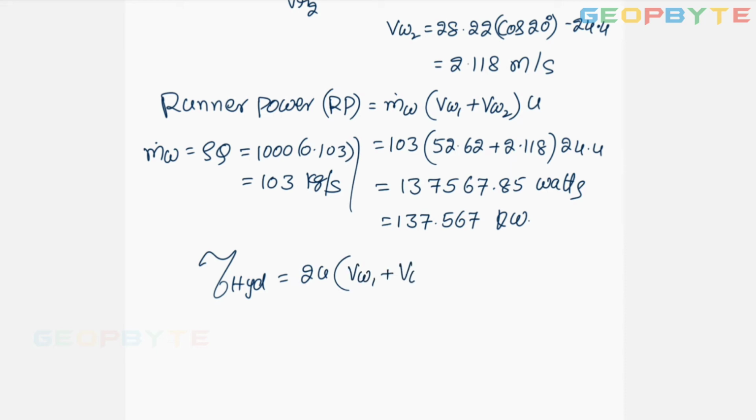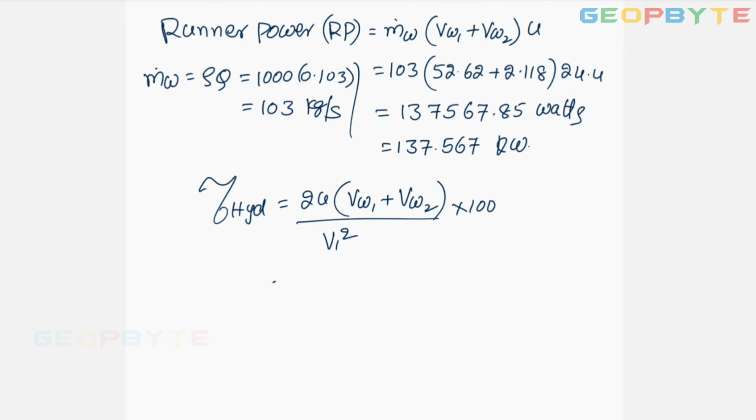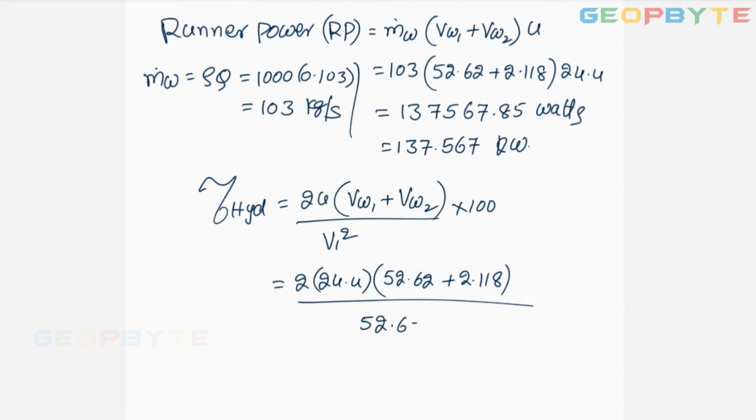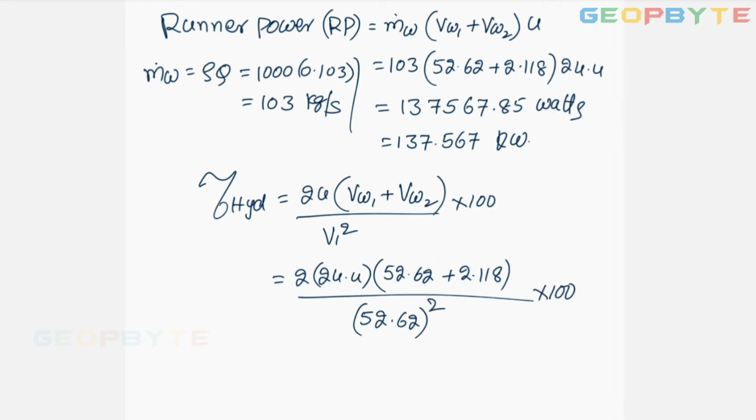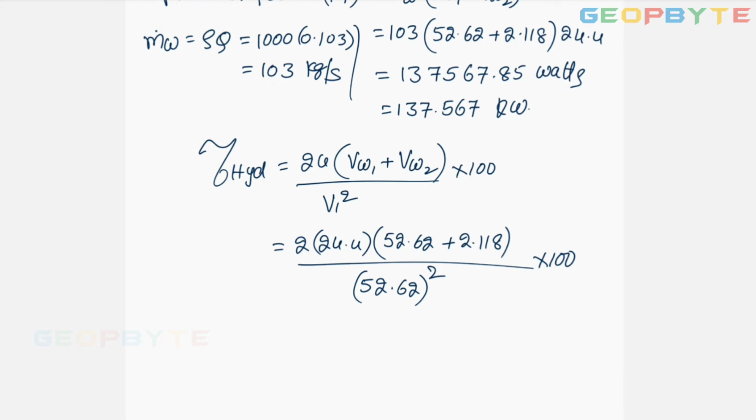Similarly, hydraulic efficiency equal to 2U into VW1 plus VW2 divided by V1 square into 100. 2U, U is 24.4, VW1 is 52.62 plus VW2 2.118 divided by V1 square. V1 equal to VW1 only, 52.62 whole square into 100. Simplify this value. Let us simplify the value.